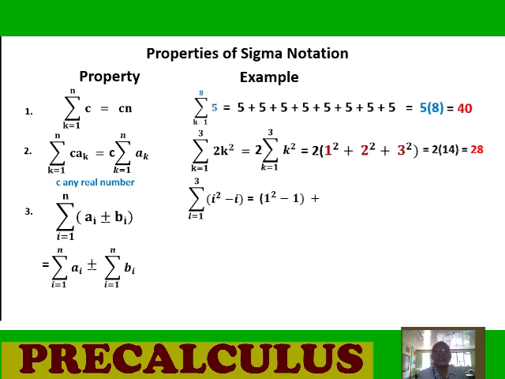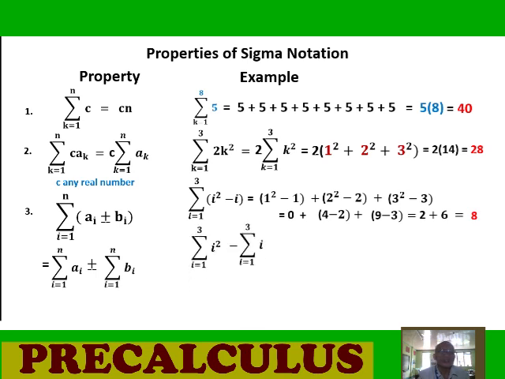Substitute i starting from 1, then 2, then 3. So 1 squared minus 1 is 0, 2 squared minus 2 is 4 minus 2, 9 minus 3. Simplify, 2 plus 6 is 8.